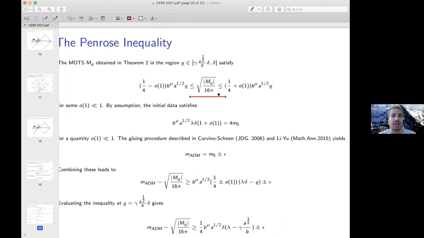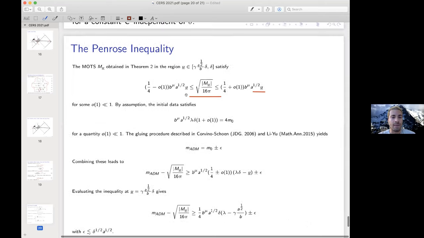The Penrose inequality, this is my last slide. Well, here the area estimates for the relevant quantity appearing in the Penrose inequality are kind of linear in U bar and look like this in terms of the other parameters. And you get an equation for M0, which is the thing you eventually glue to. And then the ADM mass of your Kerr end is close to M0 in a particular sense.